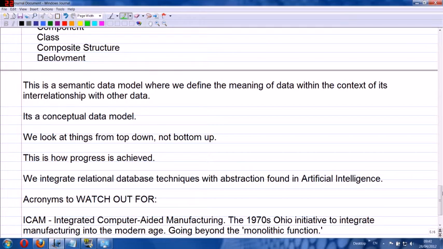Anyway, so we integrate relational database techniques with abstraction found in artificial intelligence. I'm probably not going to go too much into artificial intelligence, purely because it's actually what I like to do, and I don't really want to help you guys out with it.